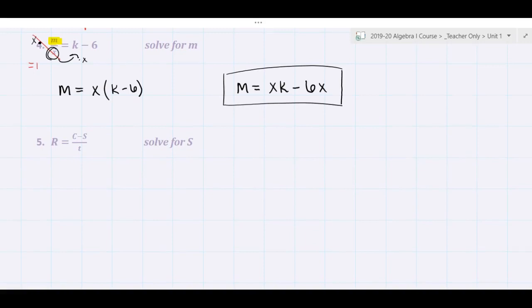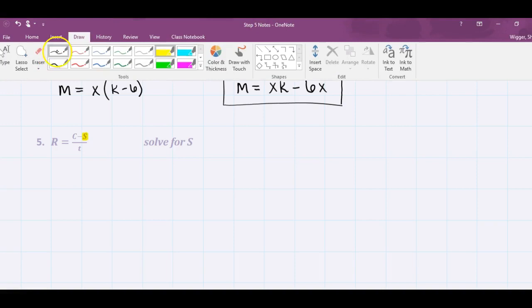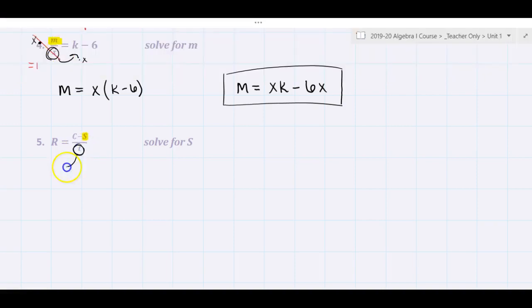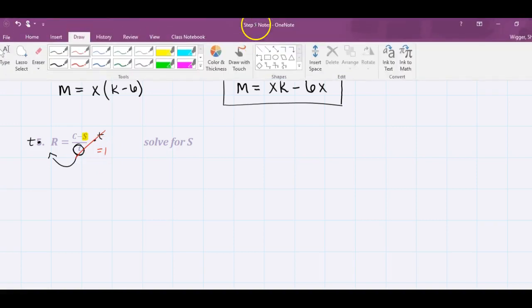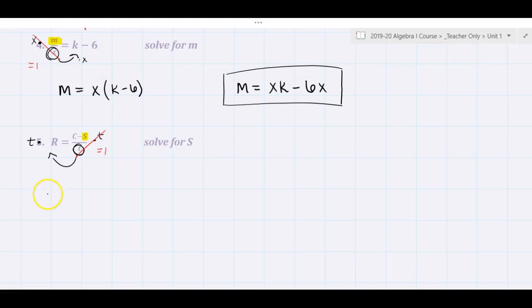And lastly, example 5. We're going to solve this equation for s. Always clear the fraction first. So to clear this fraction, I'm going to multiply both sides by t. Multiplying both sides by t will eliminate the t from the right-hand side of the equation. On the left-hand side of the equation, I have r times t, and I have c minus s still on the right-hand side of the equation.